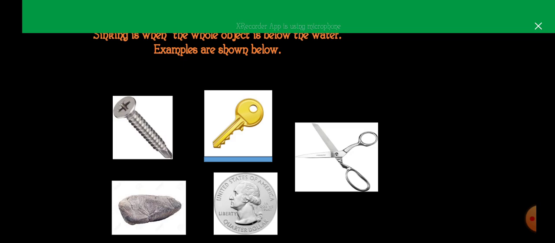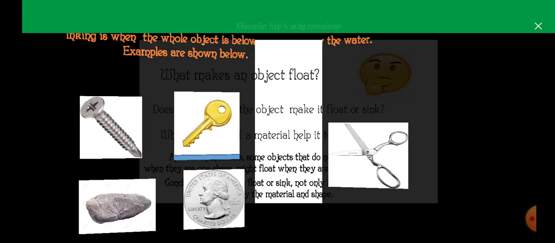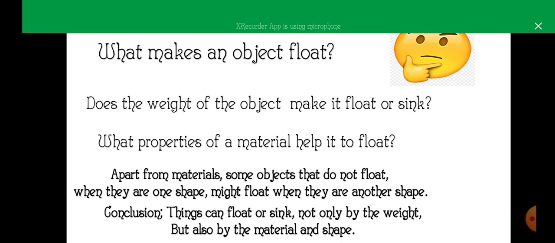Another thing I want us to note is that the material we use to make an object is very important. It determines whether an object will float or sink. Remember I said objects that are light or objects that are loosely packed float in the water. That is what makes an object float.